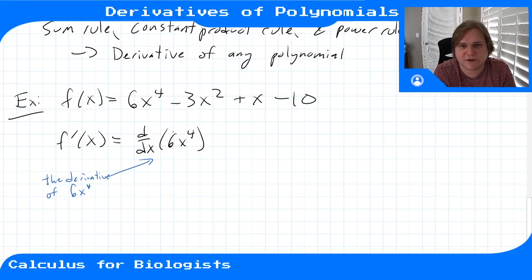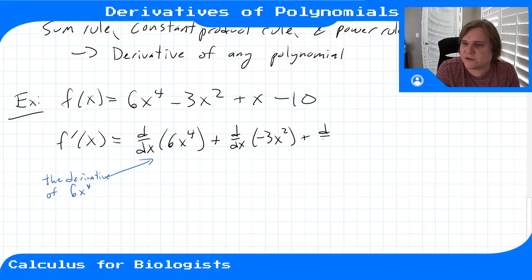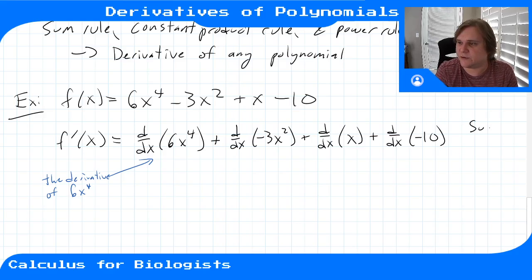I'm doing it like this so I don't have to call this g, h, whatever. I don't have to rename these things. It will be less confusing overall. So the sum rule says I can do the derivatives of each of these things separately. So plus d/dx of minus 3x squared, plus derivative of x, plus derivative of minus 10. Okay, so this is the sum rule.